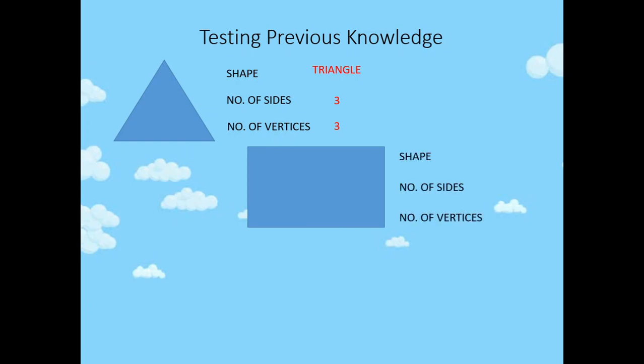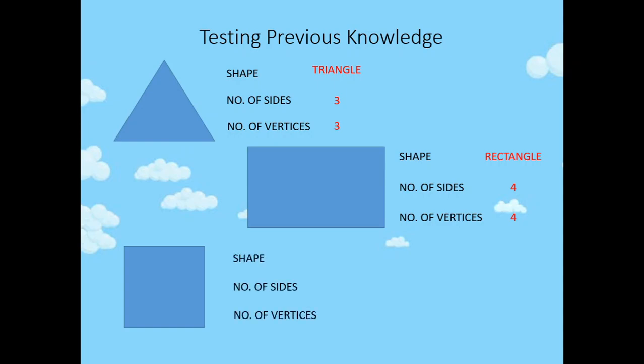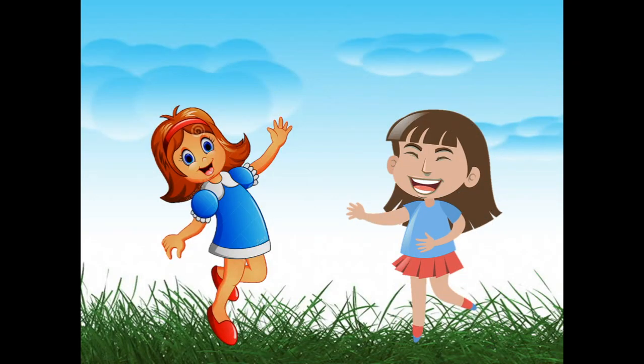The name of the shape is rectangle. How many sides does it have? 4. How many vertices does it have? 4. Now, let's move on to the last figure. What is this? Yes, it is a square. How many sides does a square have? 4 sides. How many corners? The same 4 corners.